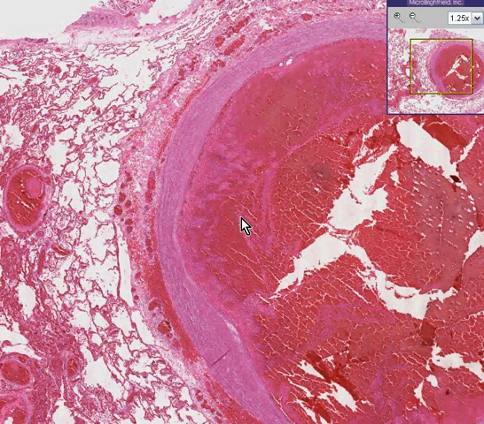Also remember that even though this pulmonary vessel is blocked, usually there is still circulation by the bronchial circulation.